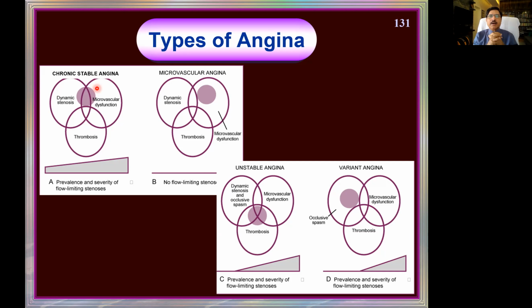They say, he was all right, sir. Within 1 hour he died. Massive heart attack, you say. Why is it a massive heart attack? Because of the vulnerability of the plaque. It is a thrombosis, and not the dynamic stenosis or microvascular.